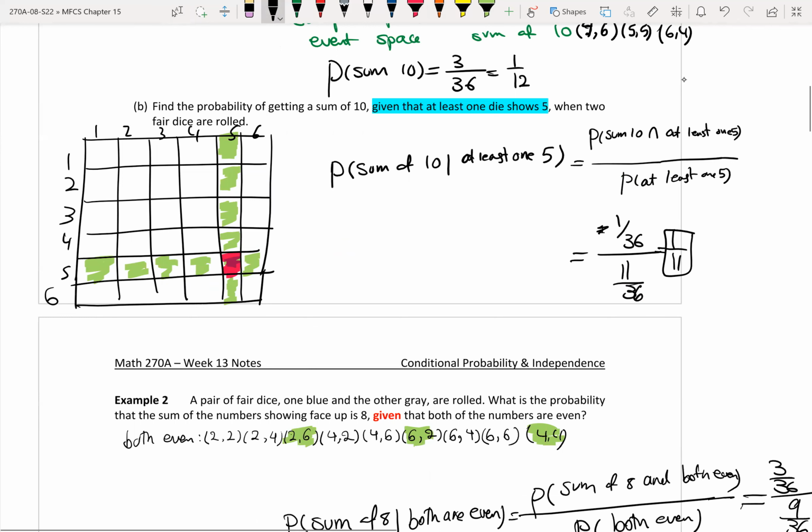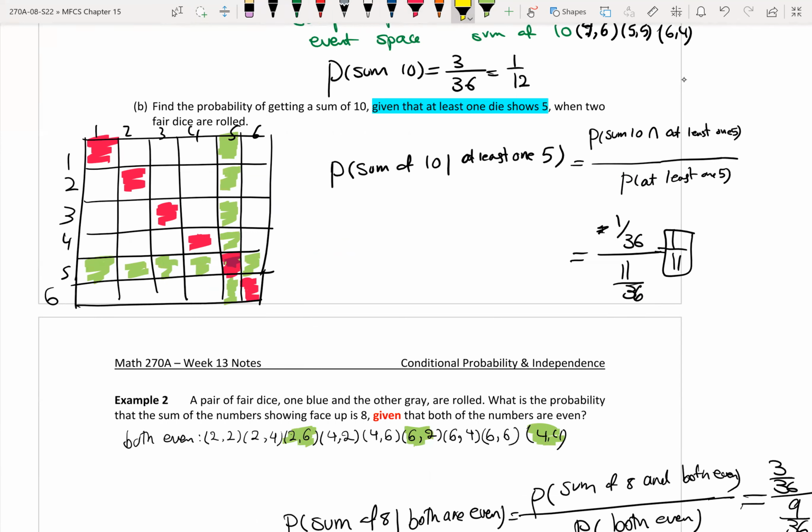Okay. So the probability of having doubles is going to be either 1,1, 2,2, 3,3, 4,4, 5,5, and 6,6. So you have 6 cases. And then what was the sum of 6? It was sum of 6.